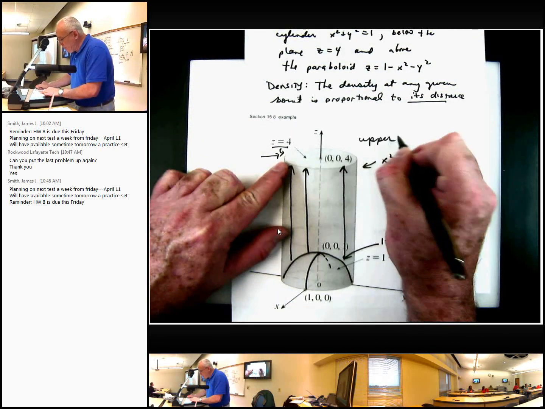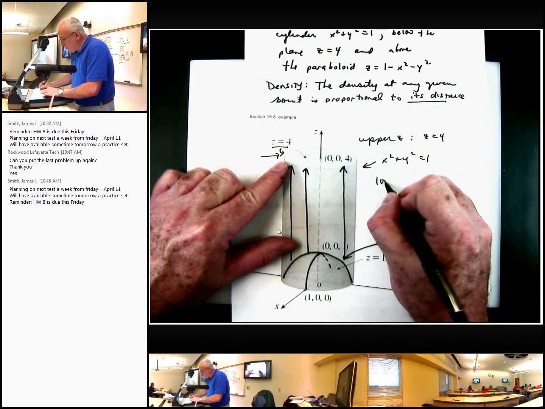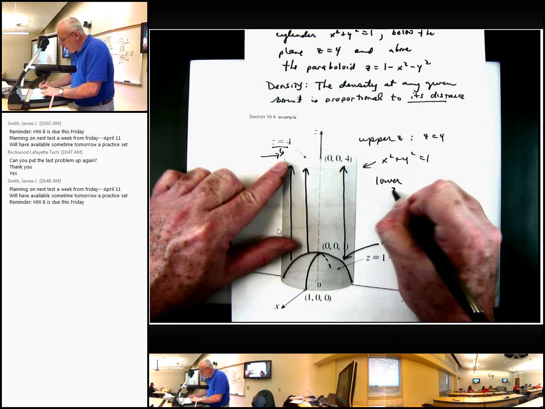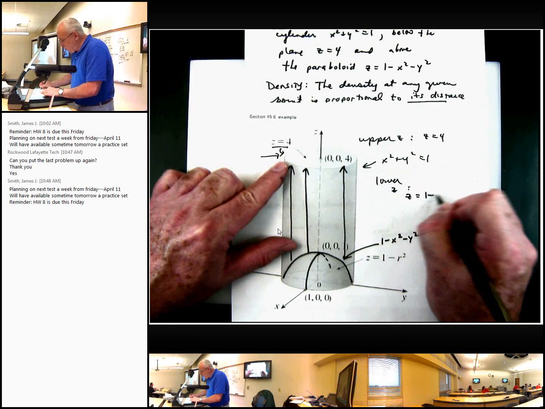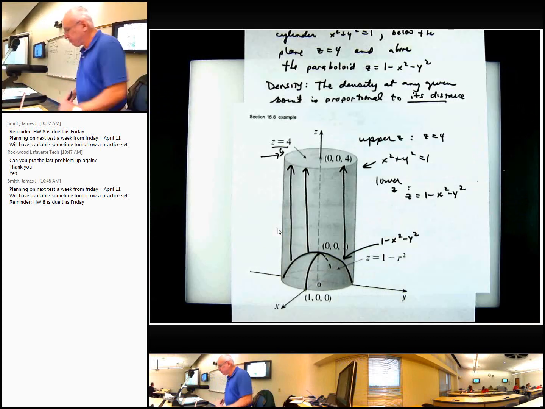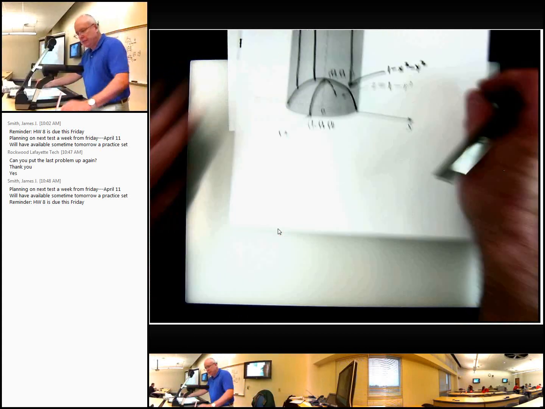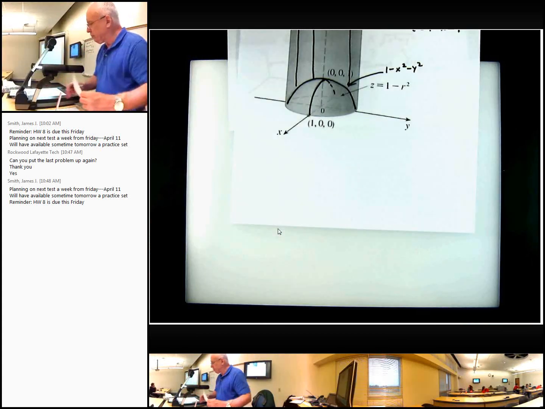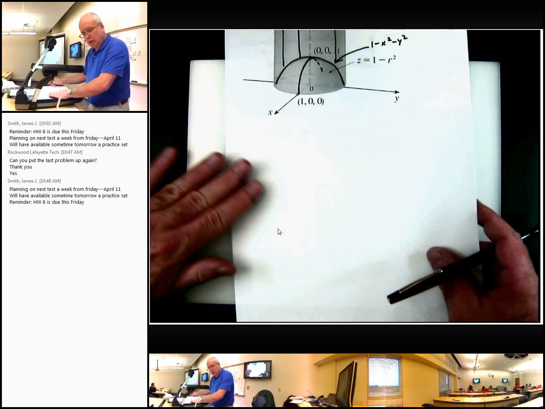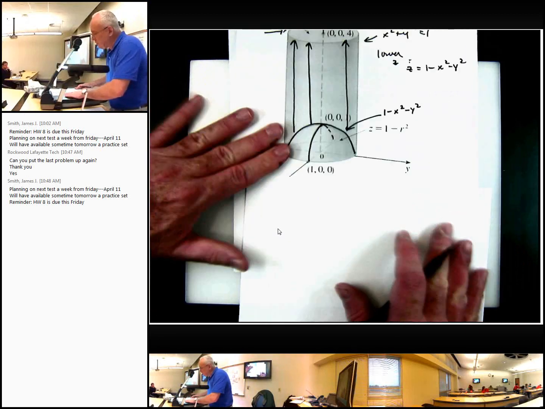Our upper z is z equals 4. Our lower z is z equals 1 minus x squared minus y squared. All right? So let's start to put this as an iterated integral here. And then we're going to switch to cylindrical coordinates.